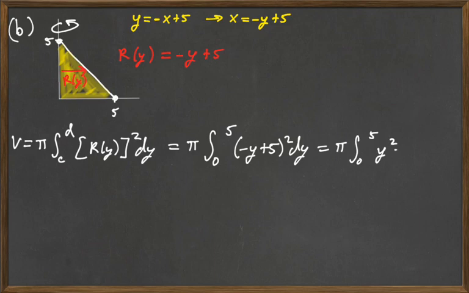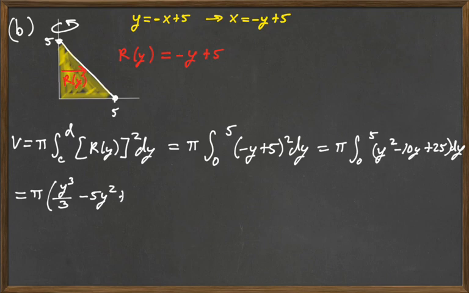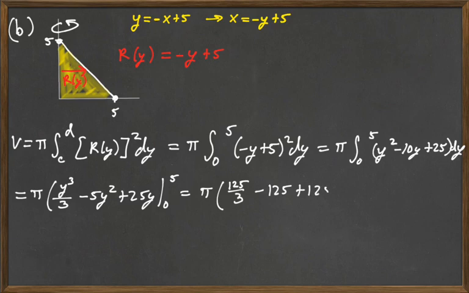So pi integral from 0 to 5, y squared minus 10y plus 25 dy. So that's pi, y cubed over 3 minus 5y squared plus 25y, evaluated from 0 to 5. So it's going to be pi times 125 over 3 minus 125 plus 125, which is going to give us 125 pi over 3, or approximately 130.9 units cubed.